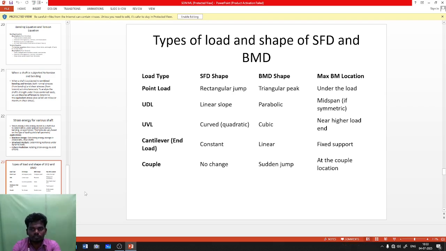Types of load and its shape of shear force diagram and bending moment diagram. Load type, shear force diagram shape, bending moment diagram shape, and maximum bending moment location.